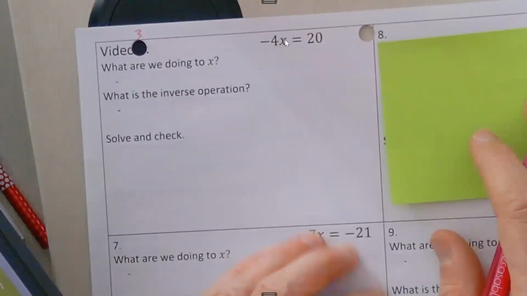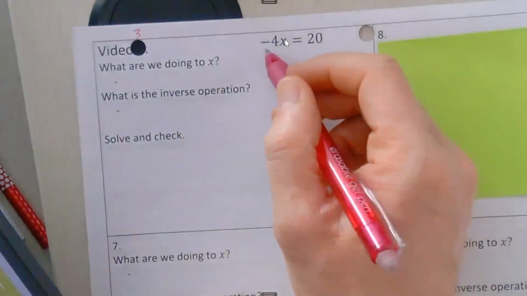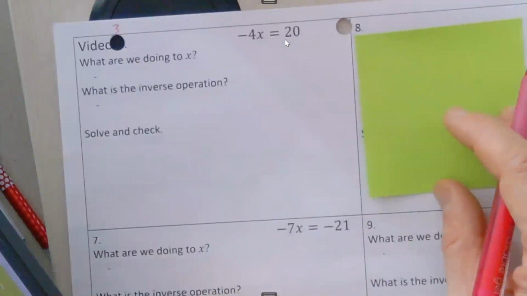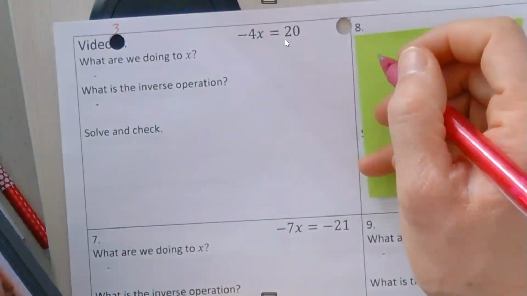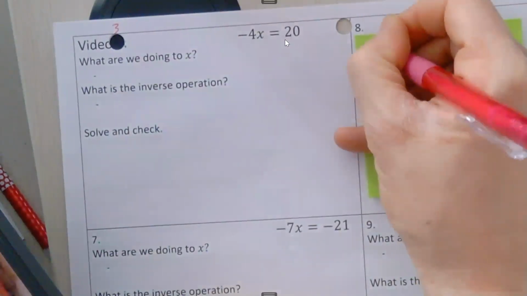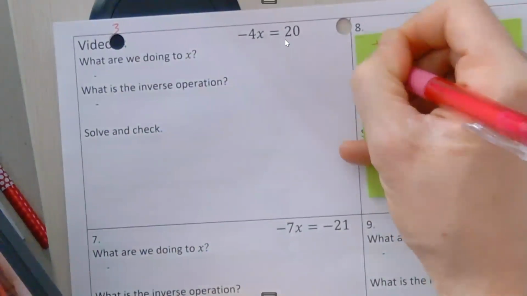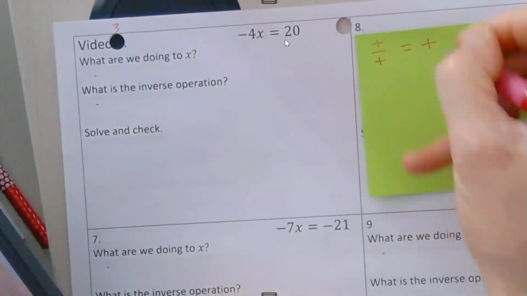In this video, we're going to be dividing. You see multiplication, -4 times x. We're going to be dividing. When we divide with negative numbers, we need to know what our signs will be in our quotient, in our answer. So you know that when we divide a positive number by a positive number, the number remains positive.